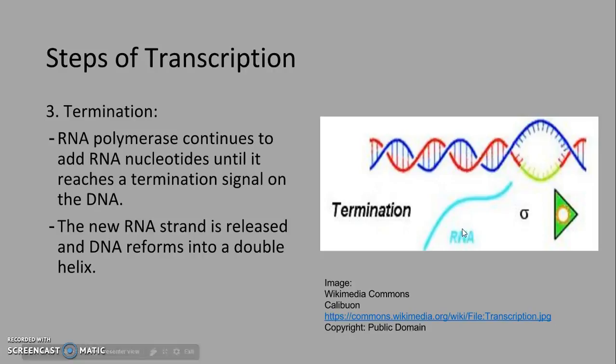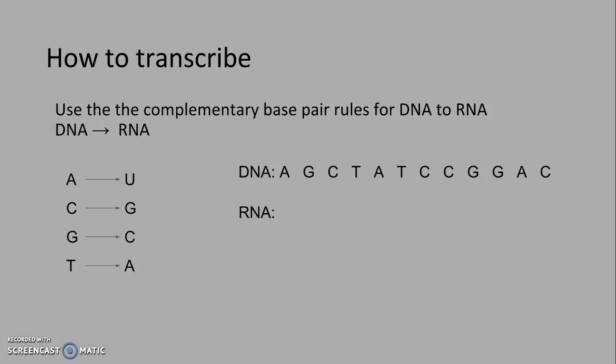The third step is termination. RNA polymerase continues to add RNA nucleotides until it reaches a termination signal on the DNA. The new RNA strand is released and DNA reforms into a double helix. So once it reaches a termination signal, it releases the RNA polymerase and the mRNA strand also releases. Eventually the DNA will bind back into the double helix.